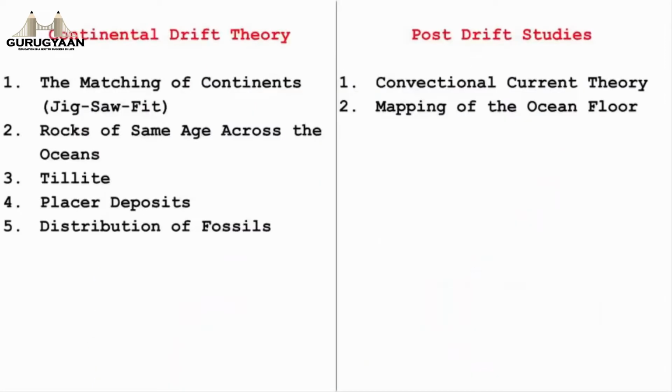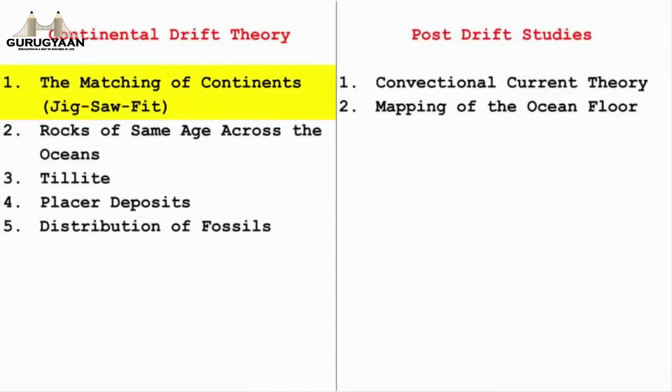I know things are getting a little confusing, so what I'm going to do is create a nice differentiation between both the theories side by side so that it makes clear sense as to what is what, and it will also serve as a quick revision. So on your left hand side is the continental drift theory given by Alfred Wegener, and on your right hand side is the post-drift studies which were done by various scientists, just to prove the point that there are reasons much more beyond what Wegener suggests.